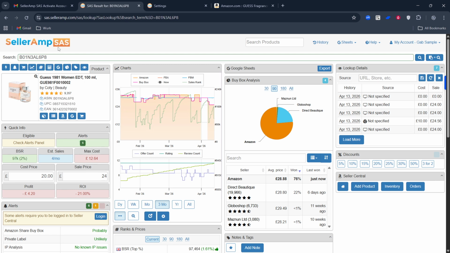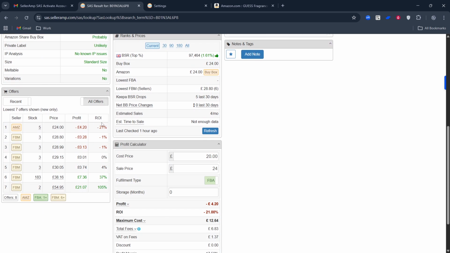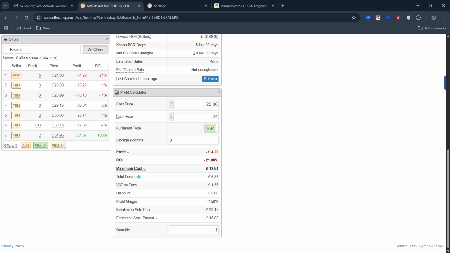Start on the Amazon product page for the item you're considering. With the page open, launch the Selleramp extension. Give it a second to load, then scroll until you find the ROI panel, sometimes labeled the Profit Calculator. This is the heart of the analysis. Selleramp will calculate your return on investment instantly based on the information you enter here, so accuracy matters.